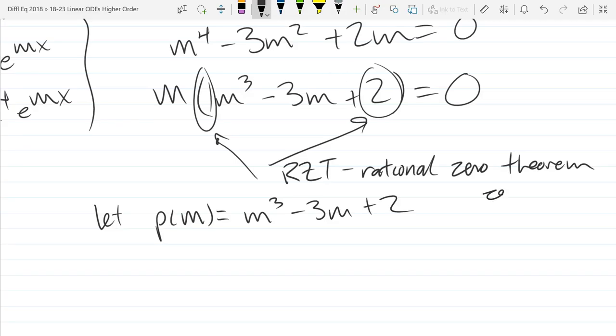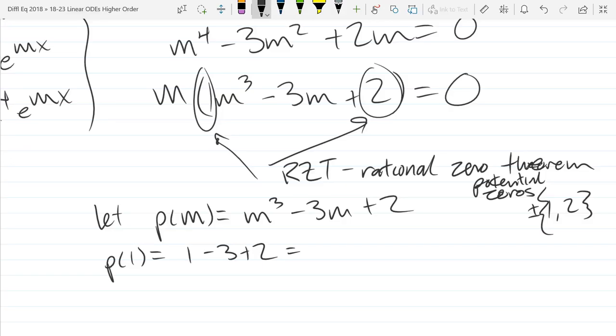So my potential zeros. So it's just 2 over 1 and 1 over 1. So it's plus or minus 1 or 2. And it looks like 1 is the winner. You say 1 is the winner, I say 1 is the winner. Yeah, 1 is the winner.